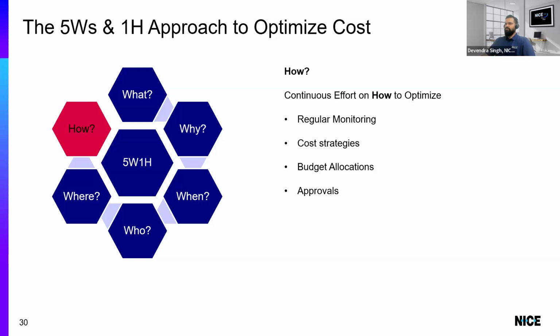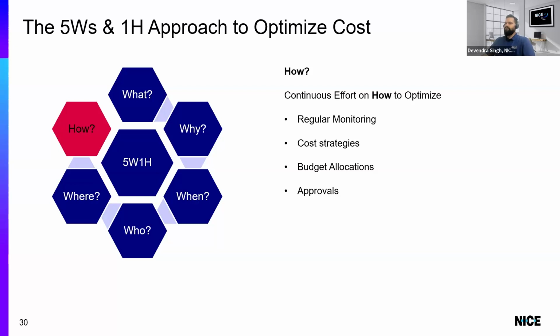Budget allocations are also essential, like setting up clear budgets for different teams and different environments to ensure the spending is aligned with the business priorities. And you can also track how much spending each department or project has, and whether it is staying within the budget. And last is the approval process.